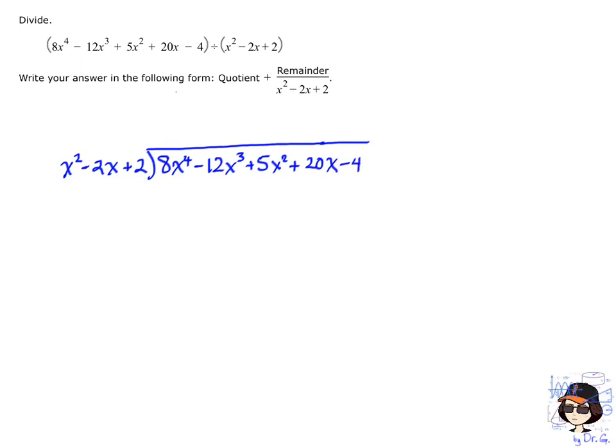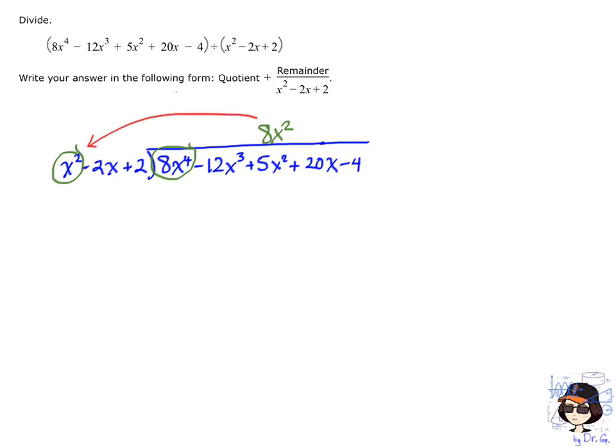Okay, so we look at the leading terms. 8x to the fourth divided by x squared. And what do I have to multiply x squared by to get 8x to the fourth? Well, I have to multiply it by 8 and x squared. So it's 8x squared, and I write it up above the 5x squared because we want to be consistent with the textbook. And then we have to do the multiplication.